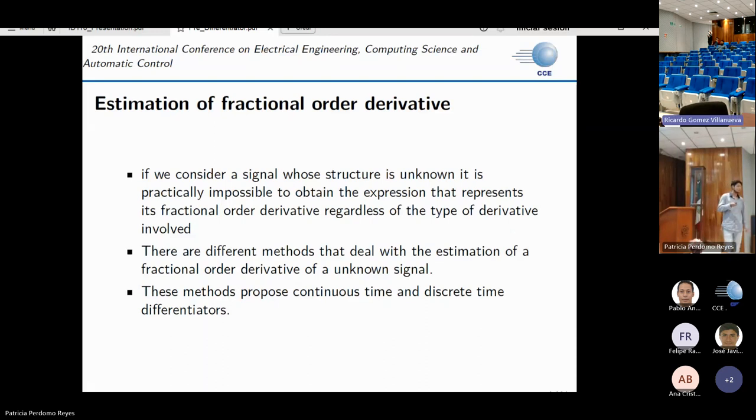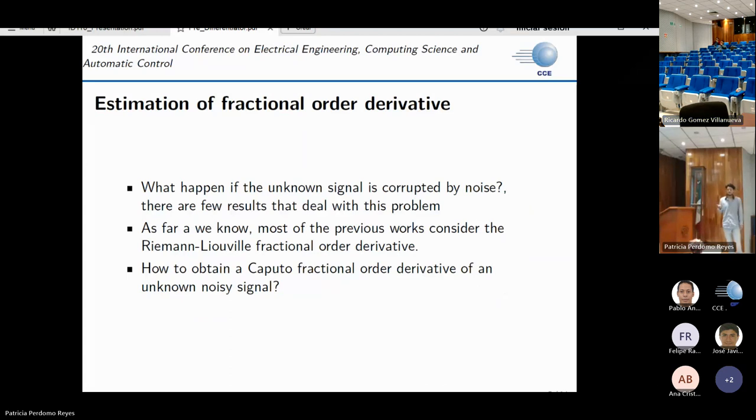On the other hand, for the estimation of the fractional order derivative, if we consider a signal whose structure is unknown, it's practically impossible to obtain an analytical expression of its fractional order derivative, regardless of the type of derivative involved. There are different methods that deal with this estimation of the fractional order derivative of an unknown signal, in continuous time and discrete time. But what happens if we take an unknown signal which is corrupted by noise? At this moment, there are few results that deal with this problem. And as far as we know, most of the previous works consider the Riemann-Liouville fractional derivative.